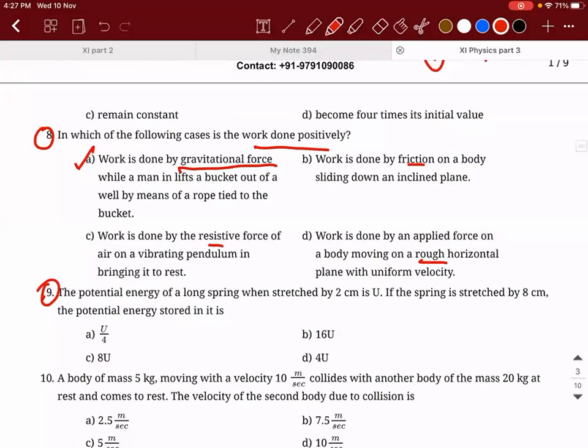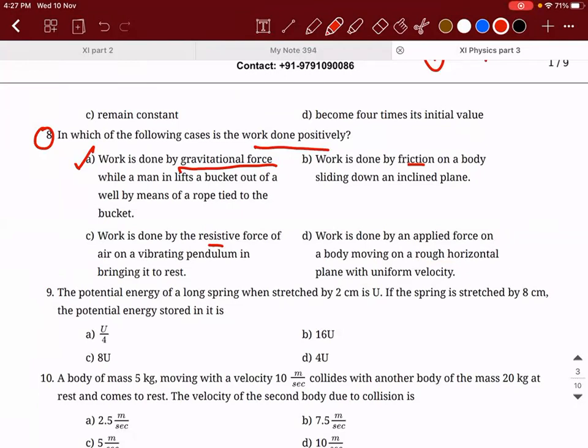9th. Sir, 8th one. Sir, actually, isn't it D option? There, because in D they told, one minute, I didn't read it fully. Work done by an applied force on a body moving on a rough horizontal plane with uniform velocity. I didn't see that. Sorry. Sir, not about uniform velocity, sir. Or if you see in option A, the work done when a man lifts a bucket, it is against gravity. So the work done will be negative. Oh, I didn't see that. One minute. I saw it as the work done by gravitational force.